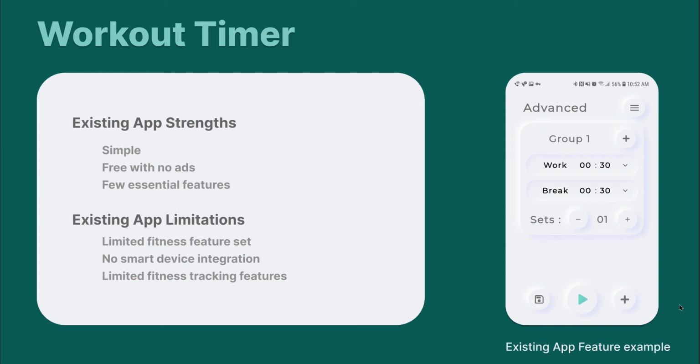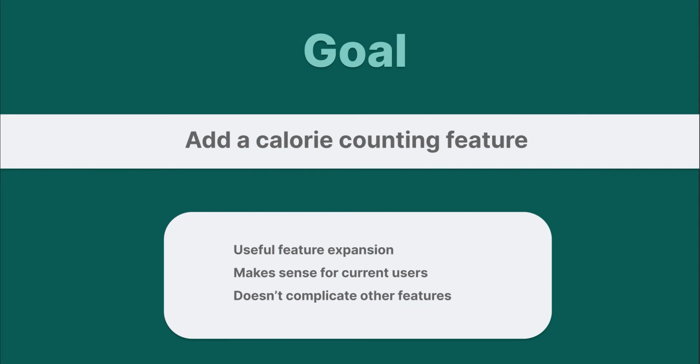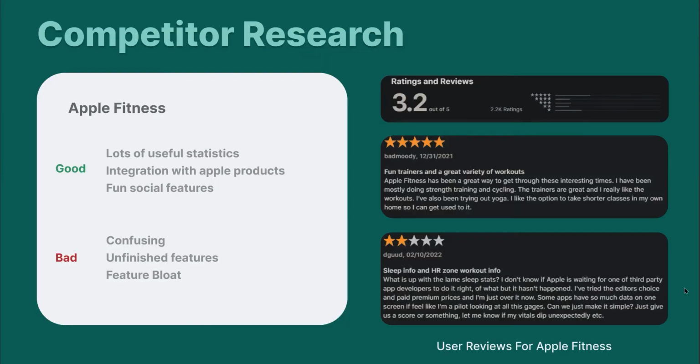When designing a new feature for this app, I decided to focus on the app's strengths rather than considering its limitations and pivoting the app into something that it's not. My goal was really to strengthen what is already good about the app to better accommodate our existing users. And because of this, I decided to add a calorie counting feature. I think that this is a useful feature expansion that could be realistically used by current users, and it doesn't complicate other features.